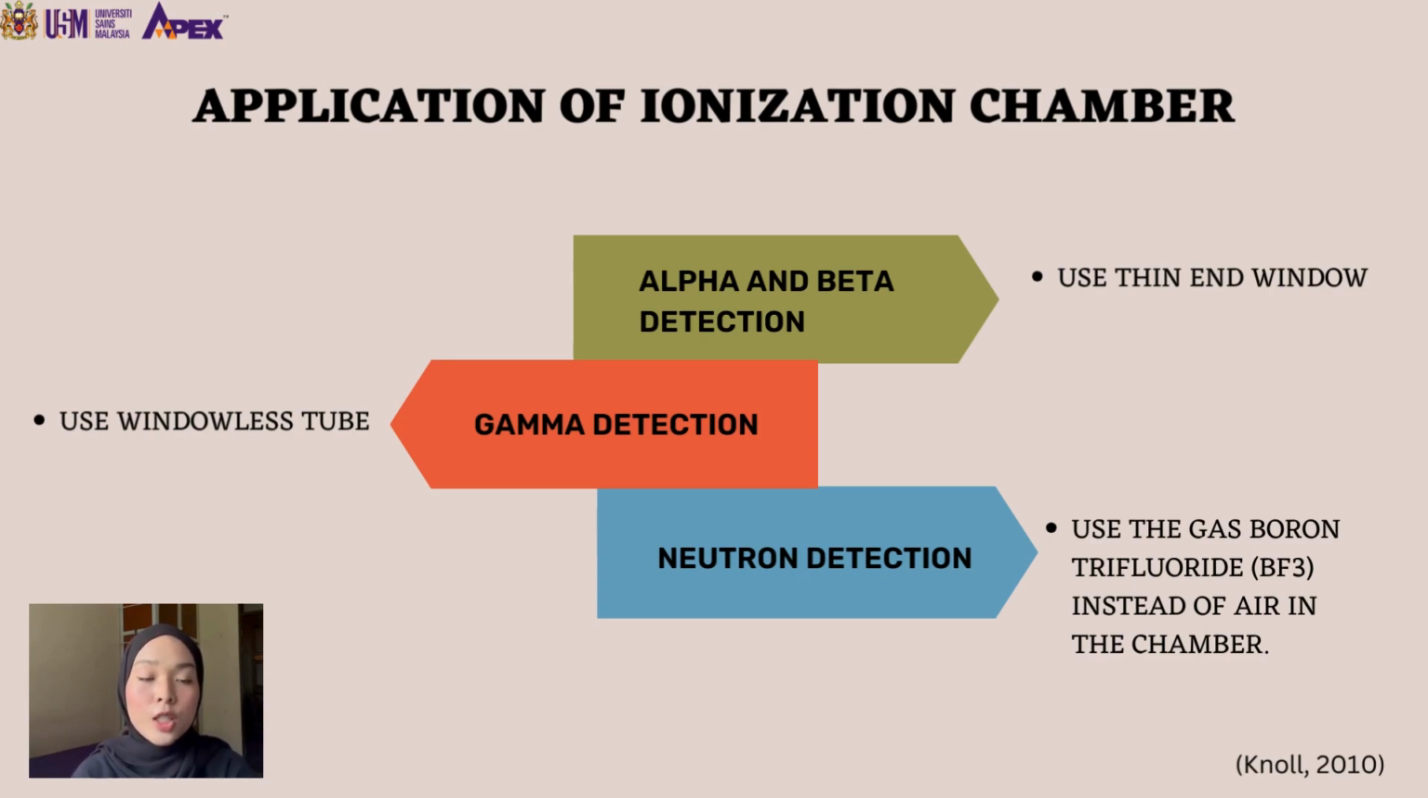Ionization chambers have a uniform response to radiation over a wide range of energies and are the preferred means of measuring high levels of gamma radiation. For neutron detection, since neutrons are neutral, they must be converted into charged particles before they can be detected. The inner surface of ionization chamber must be coated with boron, same as Geiger counter.